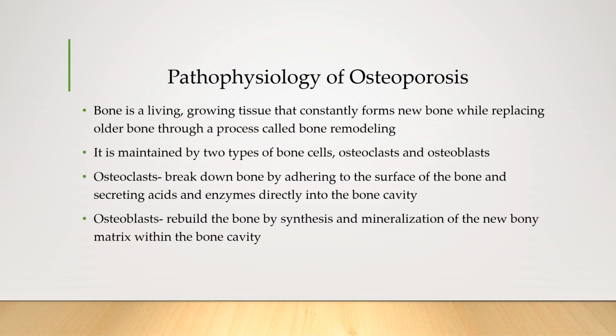Pathophysiology for osteoporosis. Bone is a living, growing tissue that constantly forms new bone while replacing older bone through a process called bone remodeling. It is maintained by two types of bone cells, osteoclasts and osteoblasts. Osteoclasts break down bone by adhering to the surface of the bone and secreting acids and enzymes directly into the bone cavity. Osteoblasts will rebuild the bone by synthesis and mineralization of the new bony matrix within the bone cavity.